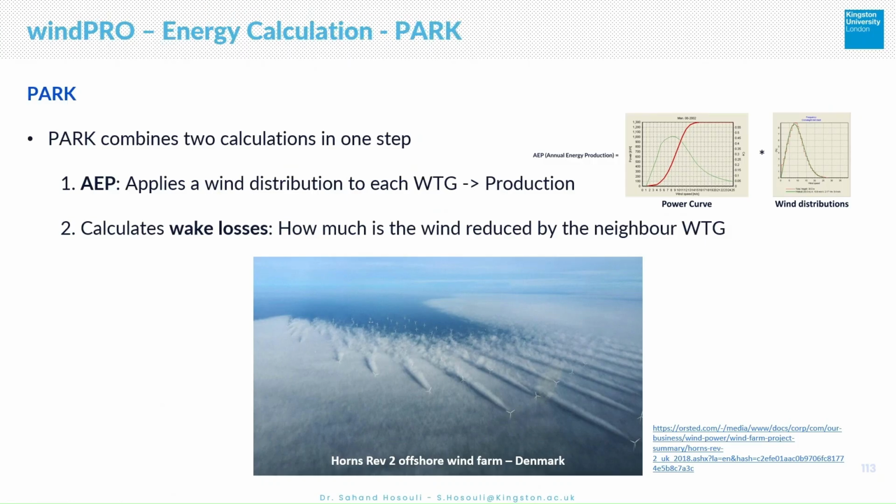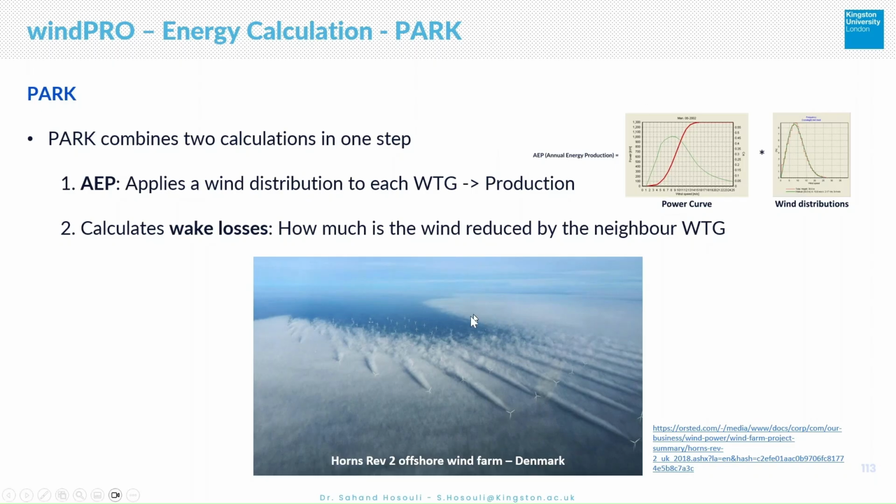So the Park module in windPRO software, we will use this module, and the Park module combines two calculations in one step. Basically, it gives us the annual energy production value, so how much we can get from the wind farm. It applies a wind distribution to each wind turbine generator and gives us the annual energy production. And it also calculates wake losses for us, so how much the wind is reduced by the neighboring wind turbine generator.